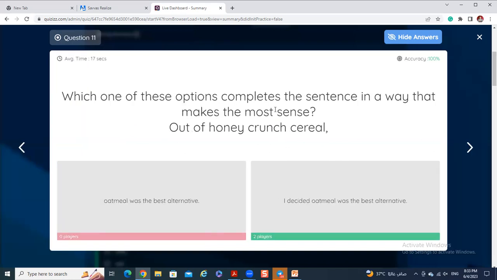Which one of these options completes the sentence in a way? Again, "Out of Honey Crunch cereal." Okay, out of Honey Crunch cereal, I have also to modify something that comes after the comma. Out of Honey Crunch cereal, oatmeal was the best alternative. Well, I decided, oatmeal was the best alternative. Who decided? I. So this is the right answer. Despite that, I'm with out of Honey Crunch cereal. Out of honey, so who is out of honey? I, not the oatmeal. Yes, I.